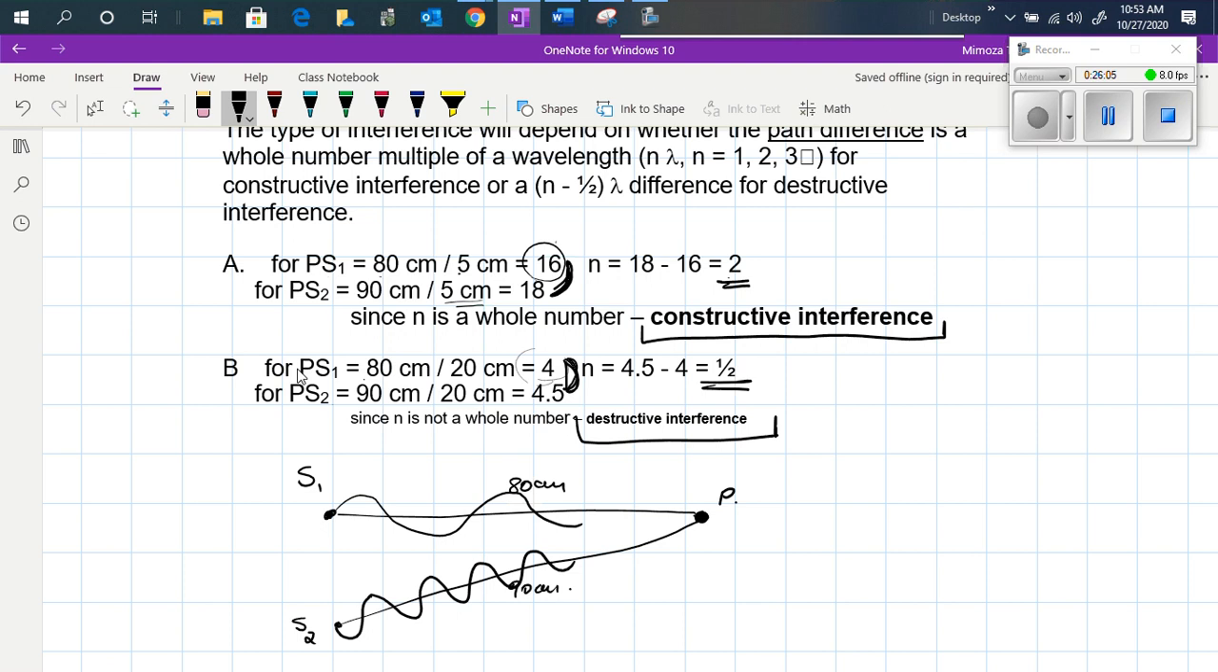So what you will do is see how many waves or cycles you have from one source and how many cycles you have on the second one, and then take the difference. If it is a whole number, then it's a constructive interference. If it is 0.5, then it is a fully destructive interference.